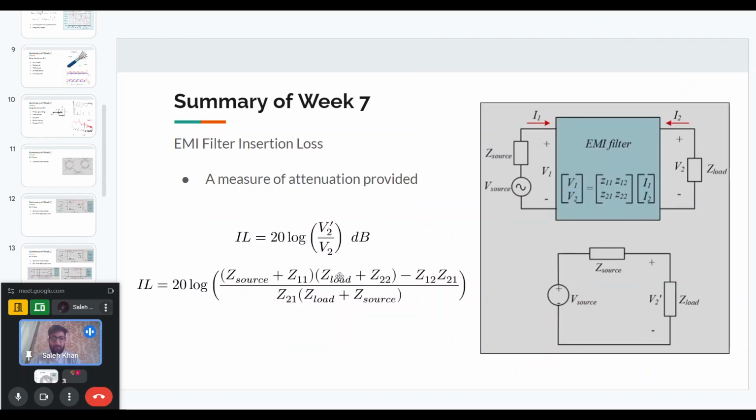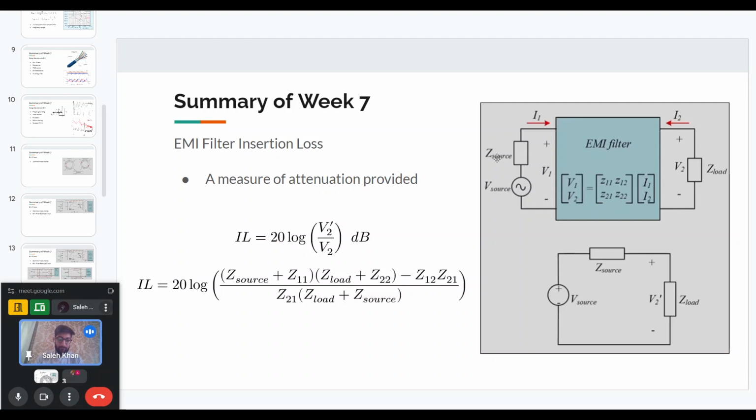And lastly, we have a quantity that is called EMI filter insertion loss. Even though it is called a loss, it is actually a measure of the attenuation that the EMI filter provides. At a particular frequency, the insertion loss means the attenuation that it provides at that frequency.